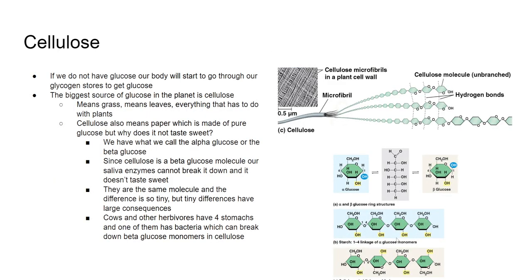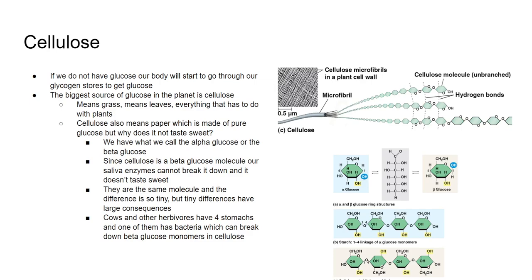I want to talk about cellulose a little bit because I think it's a pretty important thing to understand. There are different types of glucose. We have two types: alpha glucose, which is what we prefer, and beta glucose, which is something that we can't actually use. And cellulose is a very big component of beta glucose. The biggest source of glucose on the planet is cellulose.